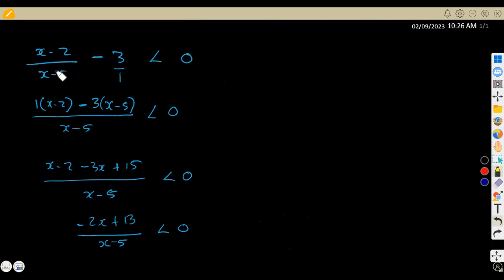Let's say x minus 2, x minus 5, minus 3, x minus 5. That's 1 here, x minus 2. Then x minus 5, minus 3, x minus 2, minus 3x, 15. Then we have got minus 2x and 13. So let's find the critical values. Everything is fine, or you just have to cross-check again.